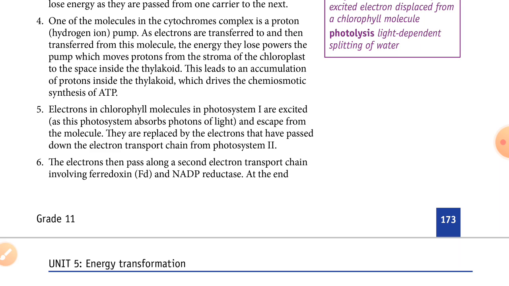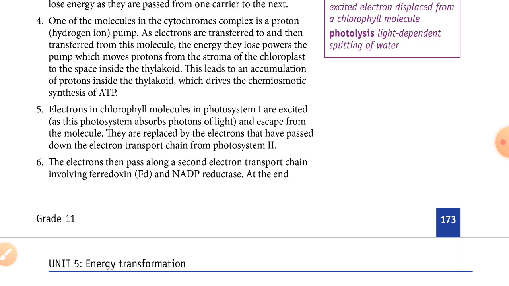Electrons in chlorophyll molecules in photosystem 1 are excited as this photosystem absorbs photons of light and escape from the molecule. Kunis dhaqee maal ta'a? Electronin chlorophyll kan photosystem 1 keessaas excited erga ta'e molecule kana keessaa escape ta'a jechuudha. They are replaced by the electrons that have passed down the electron transport chain from photosystem 2.